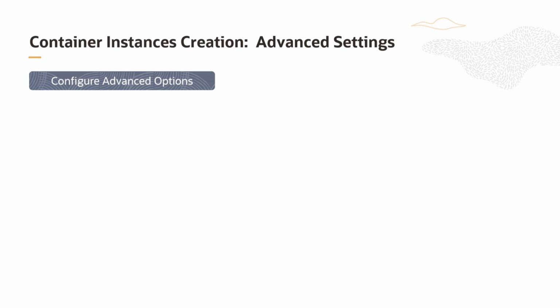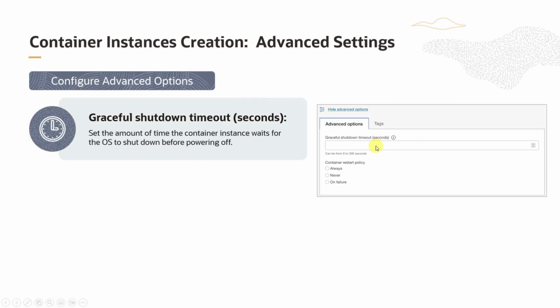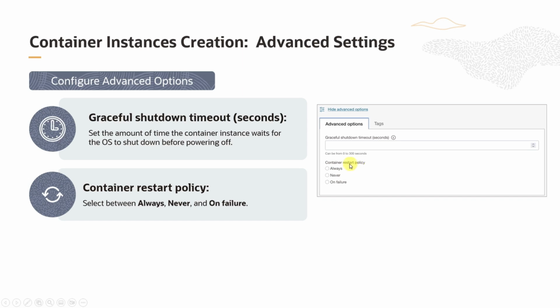Under the Advanced Options tab, you can specify the following settings. Firstly, the graceful shutdown timeout allows you to set the amount of time the container instance waits for the operating system to shut down before powering off. Next, you'll choose the container restart policy. You have three options to select from. If you select always, containers always restart, ensuring they remain running even after successful exits. This is useful for critical services like web servers.